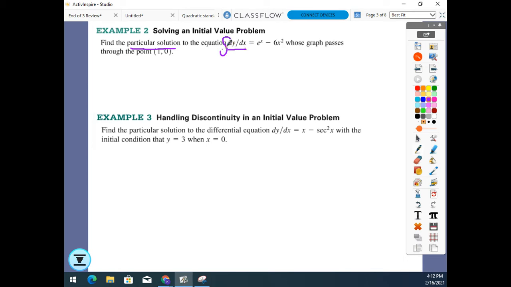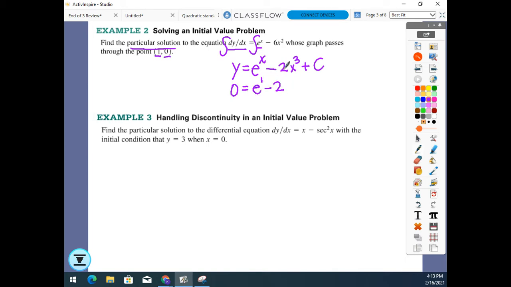So we'll integrate both sides. When we integrate dy/dx, we get y. Antiderivative of e to the x is e to the x, minus, add 1 and divide. So it'll be x to the third. When we divide 6 by 3, we get 2x to the third, plus c. We then can plug 1 in for x and 0 in for y.